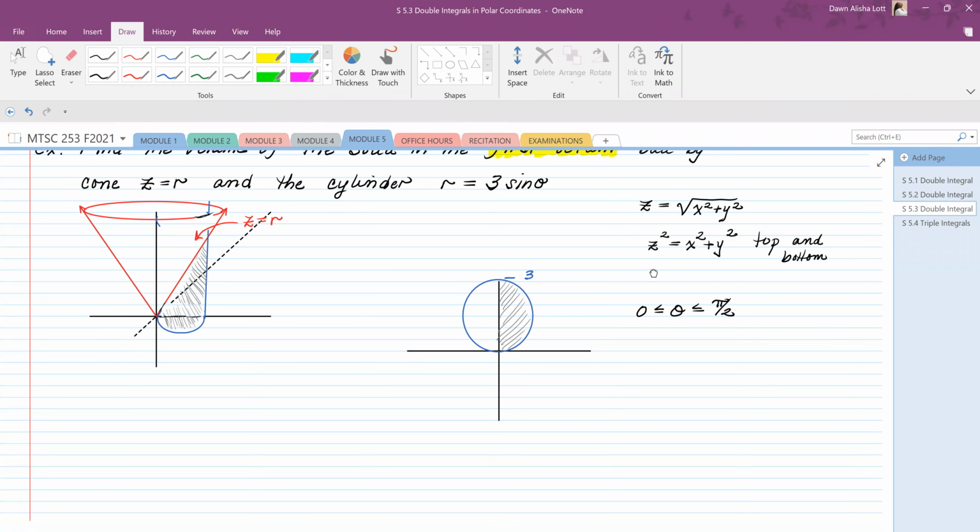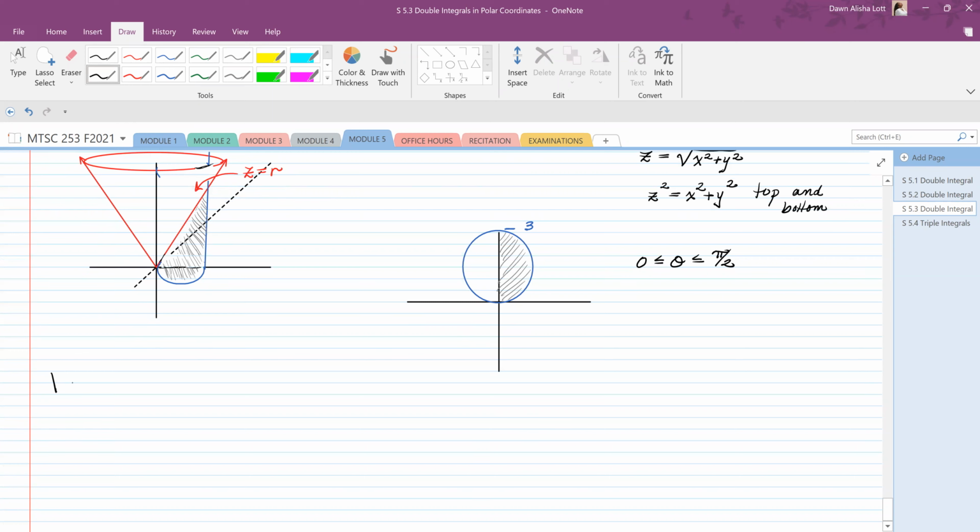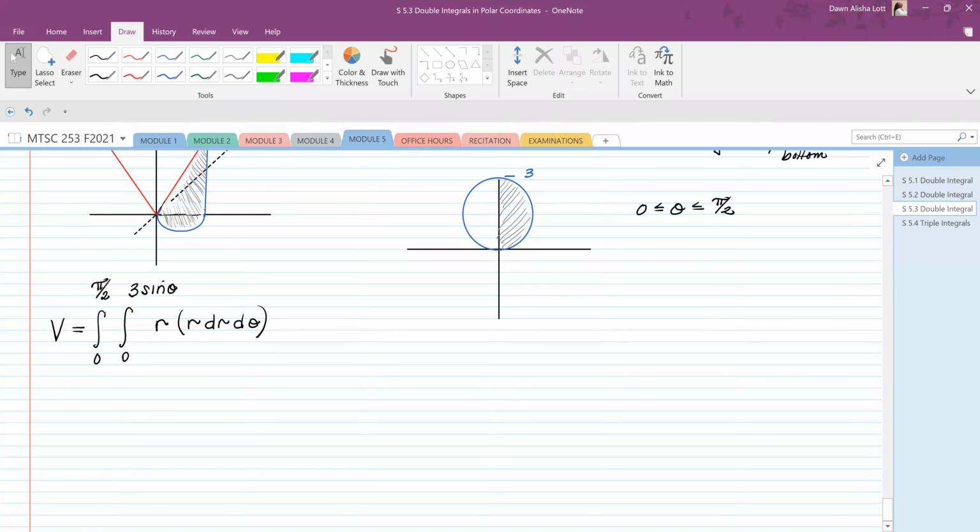So therefore the volume is the integral. Theta goes from 0 to pi over 2. R goes from 0 to 3 sine theta. And the function over top is Z, which is R. And then dr, then I have to do R dr d theta. So it comes out to be a really easy integral. But the problem is that developing it is not the easiest thing.